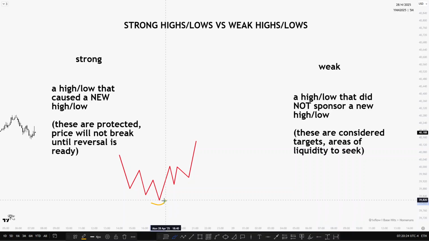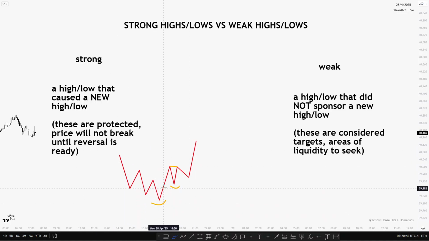Those are going to be those protected lows. Now we get another new high that is sponsored here. So this is your next strong low. Price should not come through this low unless it is ready to reverse. This keeps it simple as far as finding out which spot you are in, to be able to catch that long or that short trade and hold it thoroughly. So strongs will be protected. Price will not break until a reversal is ready.